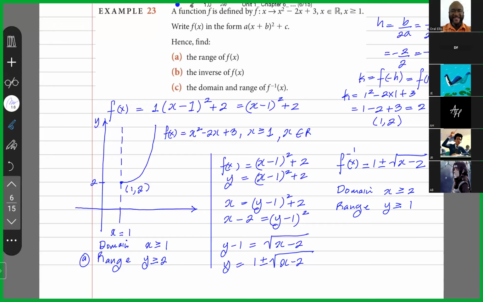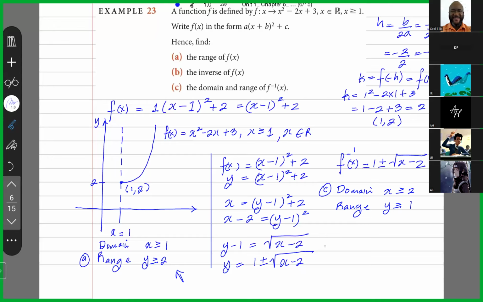You might ask, how did I get those so quick? It's coming from this. When you find the inverse of a function, the domain and the range values interchange. The range of f of x is y is greater than or equal to 2. The domain of f inverse of x is greater than or equal to 2. The domain and the range values interchange. Ladies, gentlemen, you can ask me about this afterwards. So this is the answer for C.